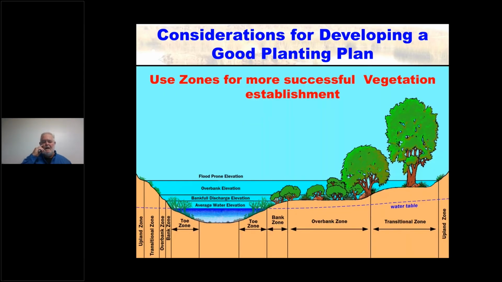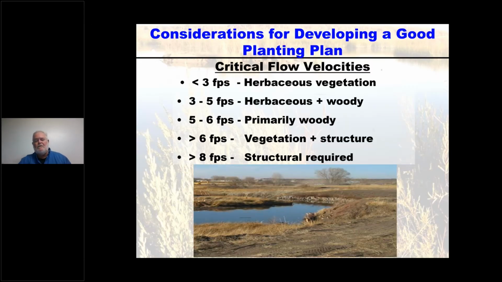Next thing I want to talk about is zones. Riparian zones are a way for you to understand where you are in the stream, and it gives you a lot more successful vegetation establishment. In each one of these zones, there are different plants that go in those zones based on the amount of stress, the amount of water, and what kind of flood conditions occur, etc. So let's talk a little bit about those. Let me go to this one.